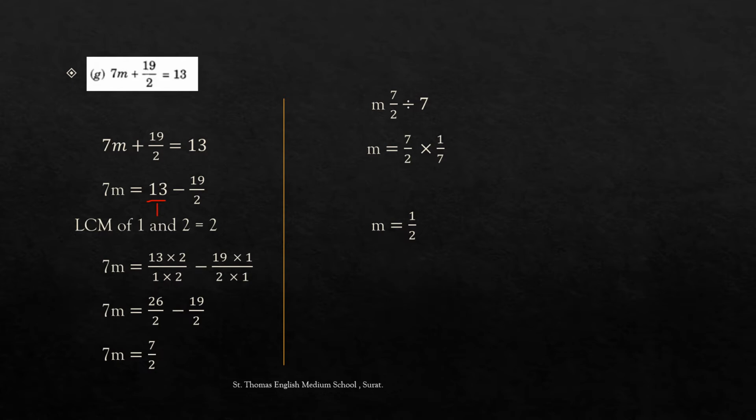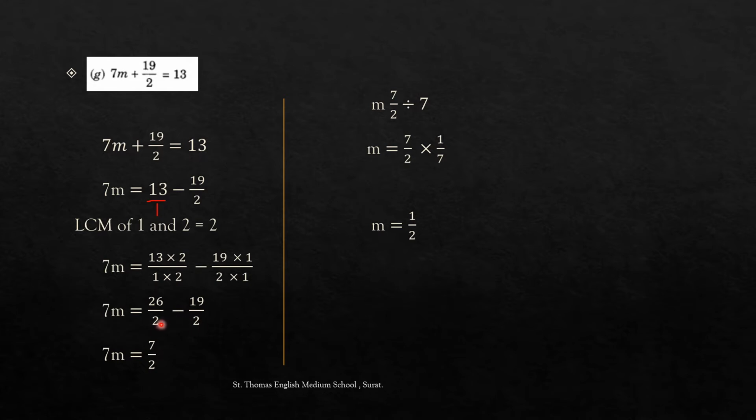Now, first you have to convert to like fraction. So what you have to do, you have to find the LCM. Here 1 and 2, LCM of 1 and 2 is 2. Now 7m is equal to, write first fraction, that is 13 by 1. Now 1 2s are 2, so multiply 2 in the numerator and denominator, minus 19 by 2. Now 2 1s are 2, multiply 1 in the numerator. Clear? Now 13 2s are 26, 1 2s are 2, minus 19 1s are 19, 2 1s are 2.